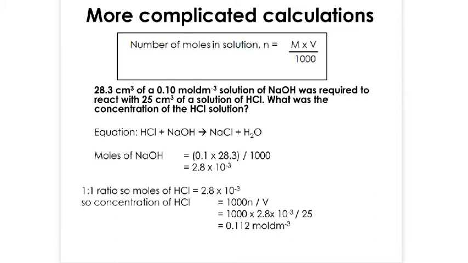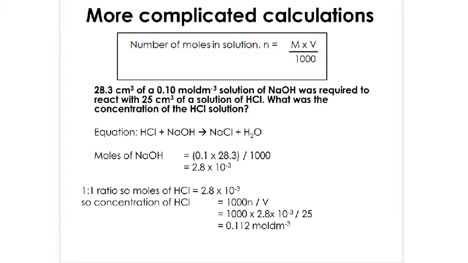So the first thing you've got to do is write out the equation, and you should know that HCl plus sodium hydroxide, that would be the equation, because you end up with sodium chloride and water, because of course acid plus base gives salt plus water. So this is the simplest example you'll get, because you've got HCl and sodium hydroxide. There's 1 mole of HCl reacts with 1 mole of sodium hydroxide.